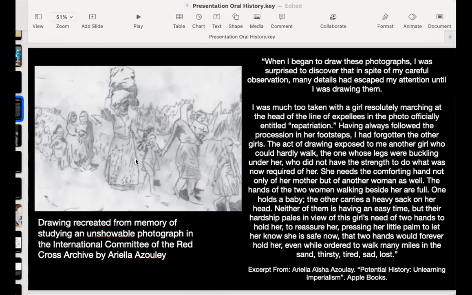Right, so tracing and drawing has the power to do that as an introductory step to visual analysis, because it makes us pay attention to things that might escape our attention if we simply write them down as notes.